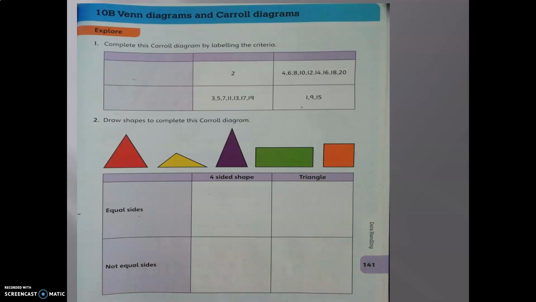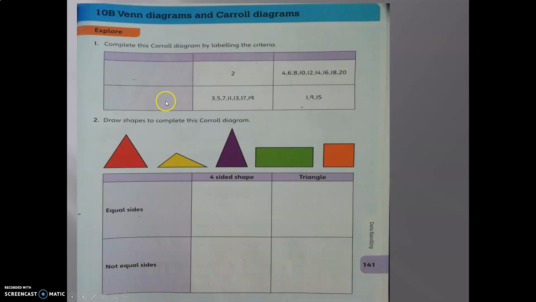He is giving you the data, and in question number 1 he just wants you to label the criteria. So here he is putting 2, and here he is putting 4, 6, 8, 10, 12, 14, 16, 18, 20. I think that these numbers are, yes, I can hear you, even numbers. So we can put here even numbers.